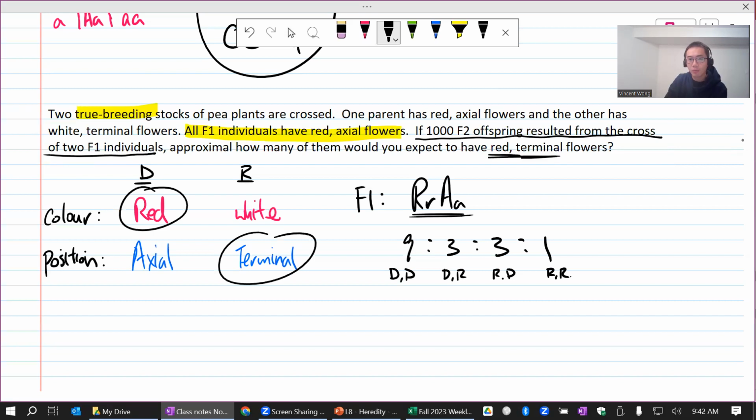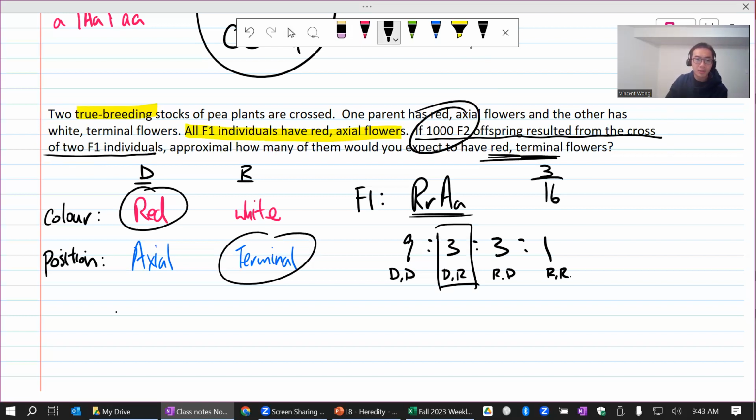So what's the ratio for red and terminal? You don't even have to do a table. You just have to remember the 9, 3, 3, 1. What's the fraction for red and terminal? Is it 9/16, 3/16, or 1/16? We are looking for red, which is dominant, and terminal, which is recessive. So dominant recessive is 3. 3 out of 16 is correct.